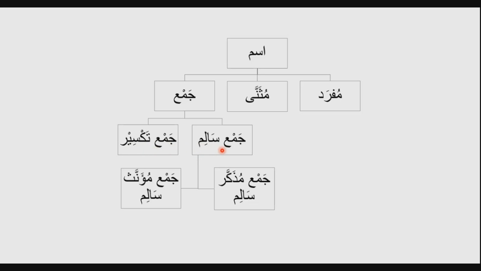First, jama' salim. Jama' salim, yani it is not broken. Taksir comes from kasara. Kasara yani broken. So salim yani good, not broken. So again, jama' salim is divided, due to the masculine and feminine, into jama' mudhakkar salim and jama' muannath salim. So the plural for the masculine salim and the plural for the muannath salim. But taksir doesn't have the mudhakkar and muannath salim.